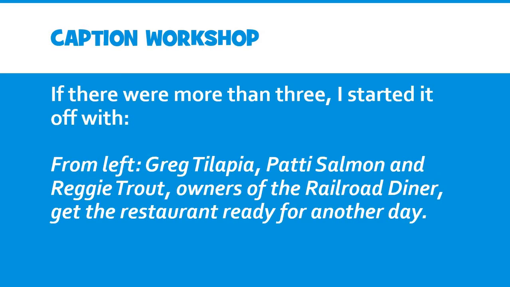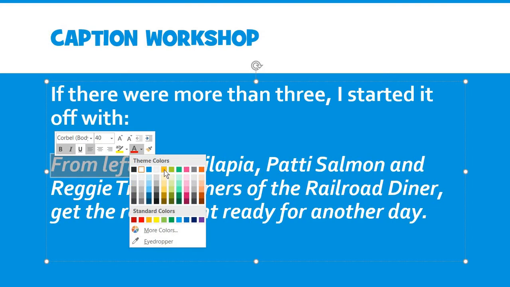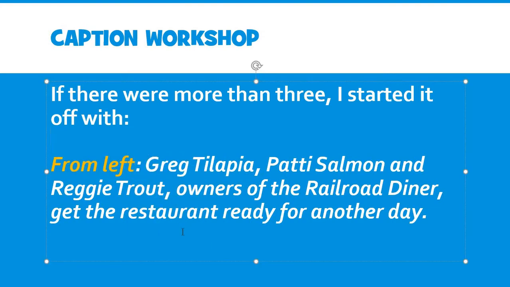Now, if there were 3 or more people, what I would do is go from left. That would be the way that I would indicate that in the caption. So it'd say, from left, Greg Tilapia, Patty Salmon, and Reggie Trout, owners of the Railroad Diner, get the restaurant ready for another day. The reason we go left to right is because that's the way that the human eye, the human brain reads, at least in English.